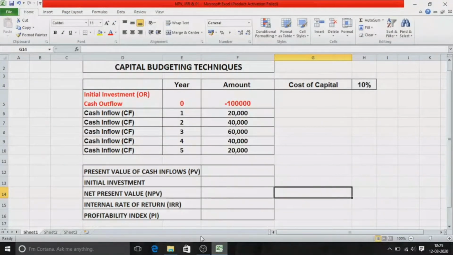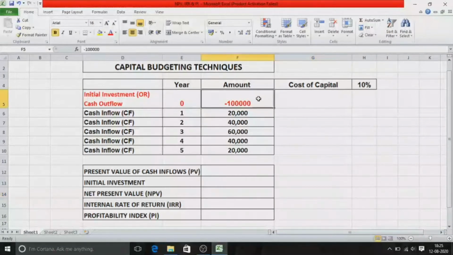Suppose this is a question in which a company started a new project and the initial investment is 1 lakh rupees. Because we have to invest the amount, it is shown with the negative sign. The life of the project is 5 years, and in the next 5 years we will receive these amounts. In the first year the cash inflow is 20,000, in the second year 40,000, in the third year 60,000, in the fourth year 40,000, and in the fifth year 20,000. And the cost of capital of the project, or you may say cost of capital of the company, is 10%. So how to calculate the NPV?